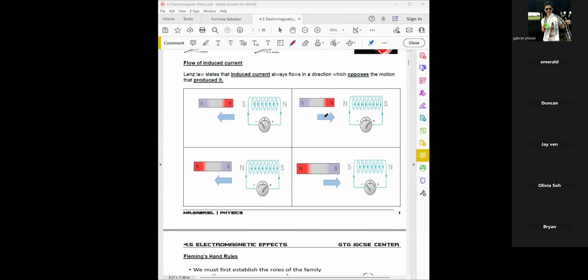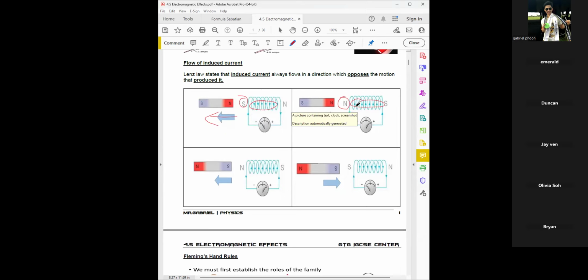Once again, if I try to push it in, this induced current will oppose my motion. When I try to pull it out, this induced current will oppose my motion again. So it's like basically saying, right now I love you. Then this guy is saying, no, I don't want you. Then, okay, I'll go find someone else. Then she suddenly decides, oh, can you take me back? Kind of shit.